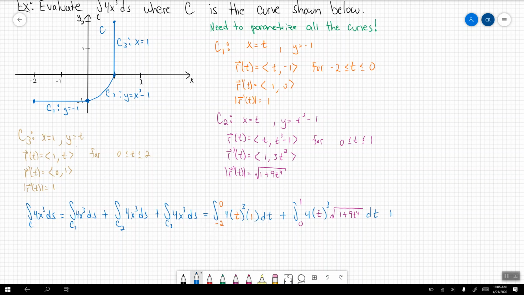Plus the third integral, curve 3, that goes from 0 to 2. Then again, we have 4 times the x component, where my x component here is just 1. That's going to be cubed. The magnitude here looks like it's just 1. And then we just multiply by dt.